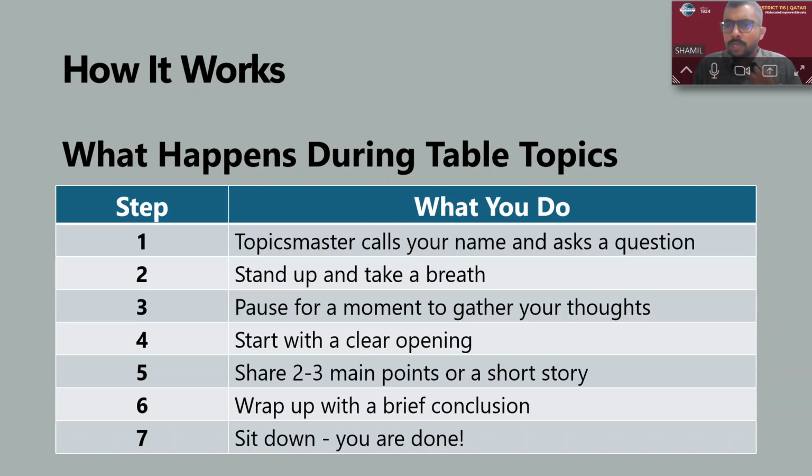You need to pause for a moment. Do not answer suddenly; there's no need to. Take a pause and gather your thoughts. Maybe you can pause for around 30 to 40 seconds. That's the maximum you can go. Gather your thoughts and then start off with a clear opening.